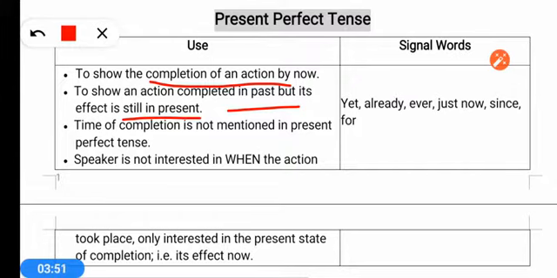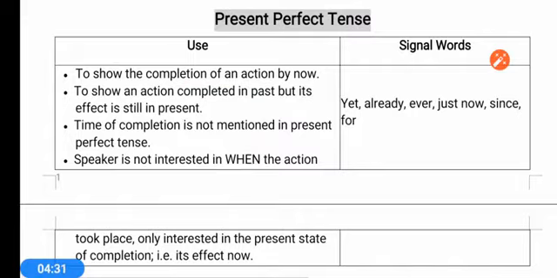use present perfect tense. Next one is time of completion is not mentioned in present perfect tense. Remember very clearly, this one is mentioned here, that a speaker is not interested in when the action took place. Only a speaker is interested in the completion of work, whether it is completed or not. But when it is completed or when it was completed, the speaker is not mentioning any time, then it is present perfect tense. But if you mention the time, then it will be past simple. That is the difference which we have to study. After that I am going to explain that one also.